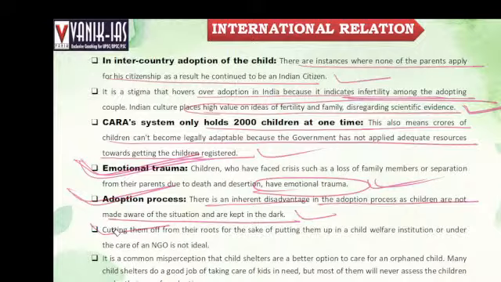It is a common misperception that child shelters are a better option to care for an orphan child. Many child shelters do a good job of taking care of kids in need. But most of the NGOs will never accept the children under their care for adoption. They are not facilitating the adoption process, neither are they taking the responsibility. That is the issue regarding NGOs.